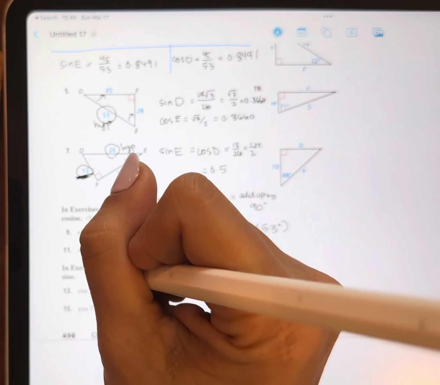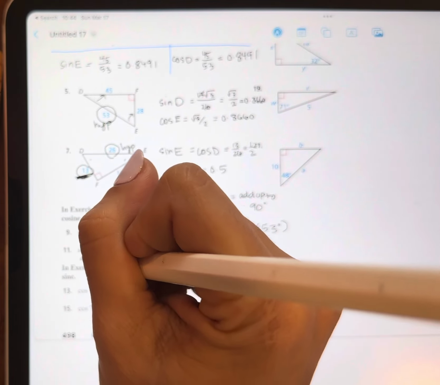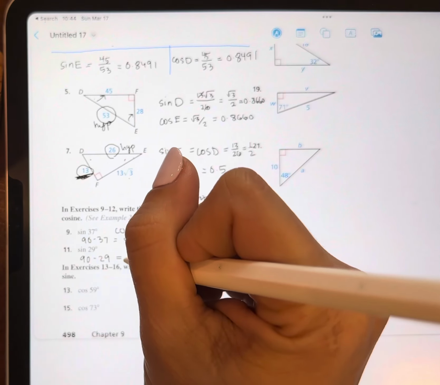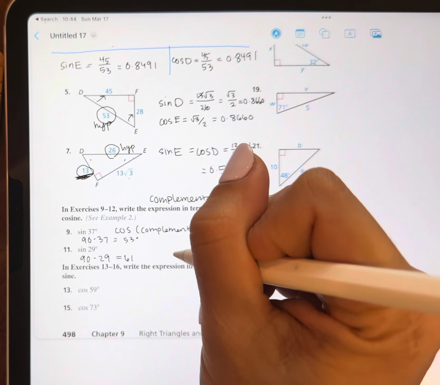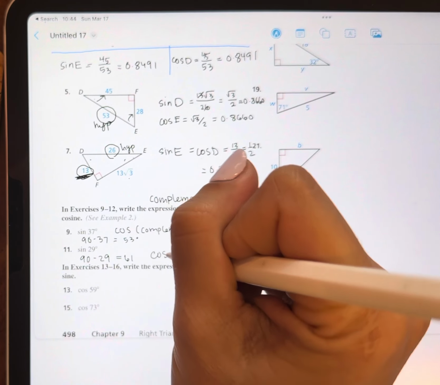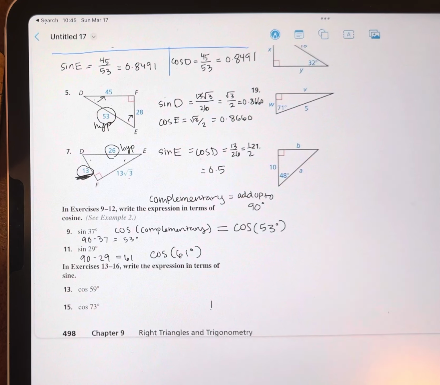So in number 11, again, I want to know the complementary angle to 29, so I'll subtract it from 90. I'll get 61. So that means that sine of 29 degrees is the same as cosine of 61 degrees.